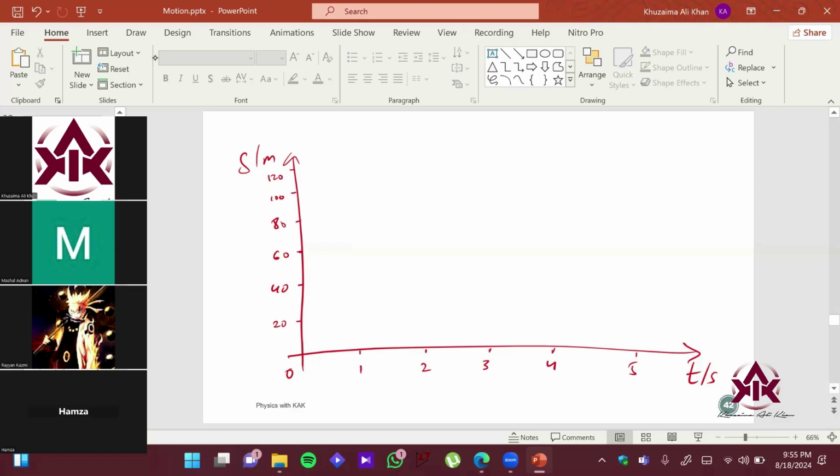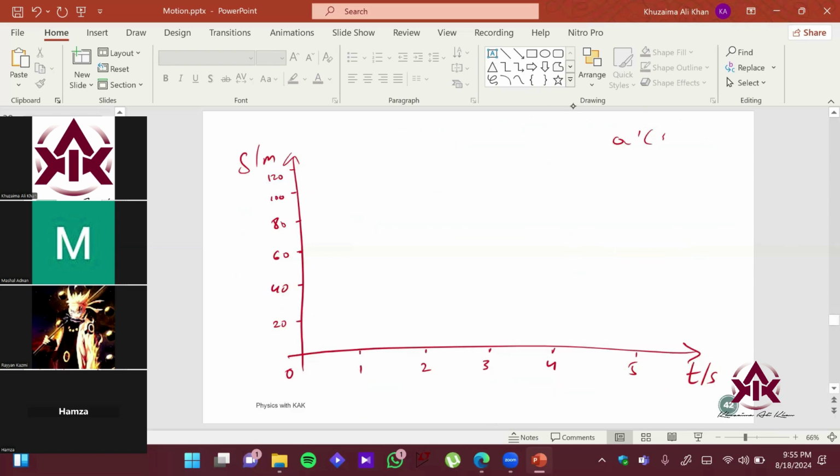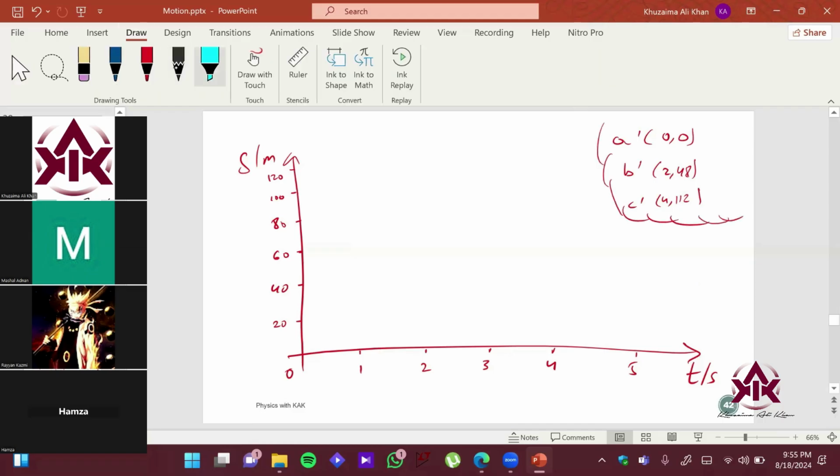So we have 3 points to plot over here. The first point is A bar, ठीक है, जो आप निकाल चुके हैं, that is coming out to be 0, 0. The distance graph starts from 0, 0. Second point is your 2, 48, and your third point is 4, 112. Simply plot these 3 points on the graph and create a sketch, right? That's it. So your first point is this. This is your A bar, and your second point is 2, 48.